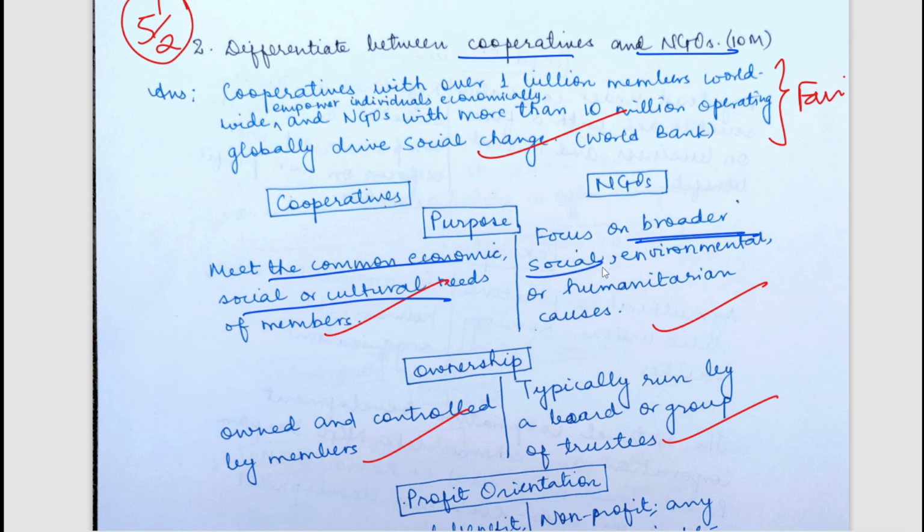They focus on social problems, environmental problems, and also humanitarian problems, whereas the scope of cooperatives is a bit narrower because fewer persons are there and they generally think about their economic, social and cultural needs.